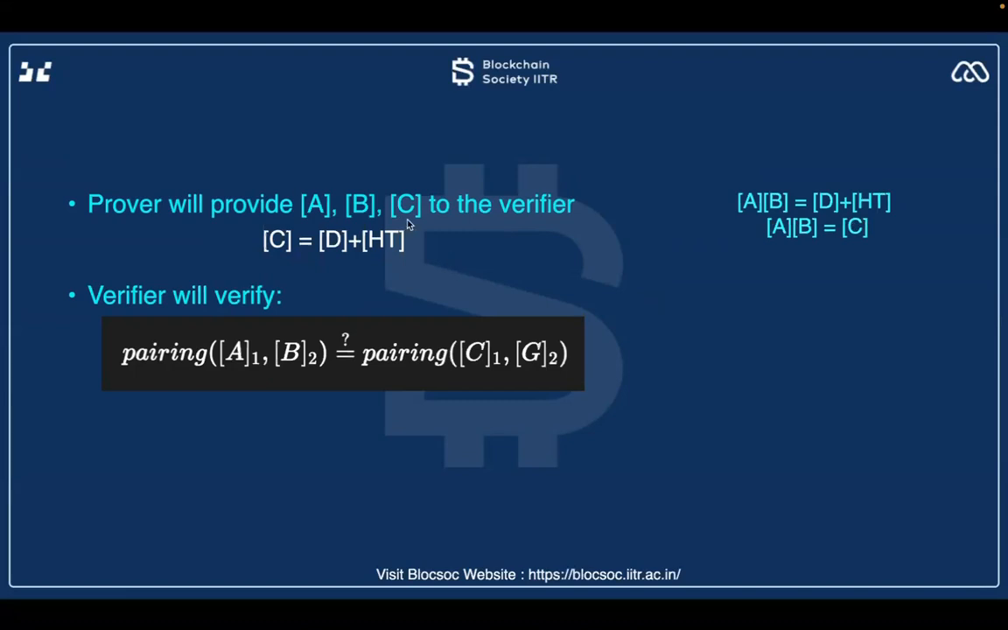So the prover will then provide these values A, B, and C to the verifier, and the verifier will then check if the pairing of AB is equal to the pairing of C with the point G2. You might be confused about where this point G2 came from.